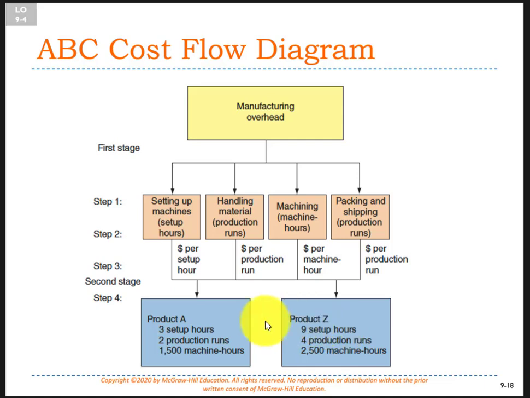So our total overhead for product A is 3 setups times the cost per setup hour, 2 production runs times the handling materials cost per production run, and times the packing and shipping cost per production run, at 1,500 machine hours times the cost per machine hour. Add those up, that's your overhead.